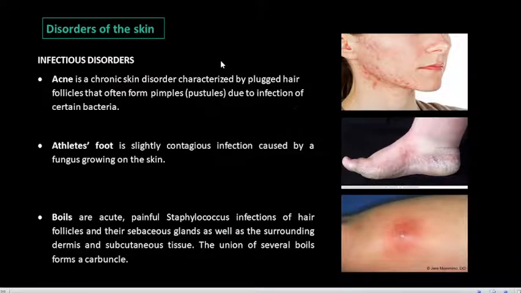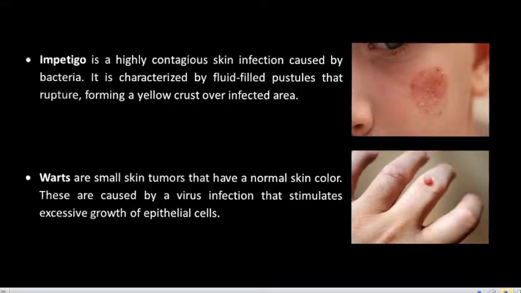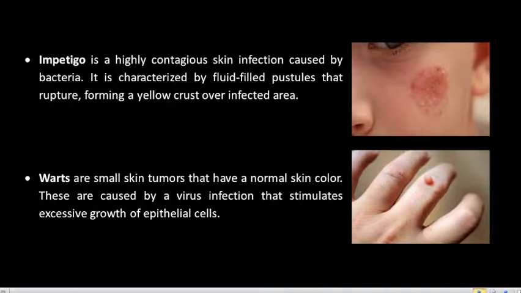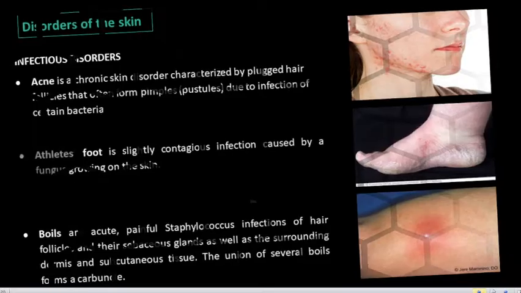Okay, next. So, we are on the last part of this chapter. Disorders of the skin. So, may dalawang types tayo, the infectious disorders and the non-infectious. Okay, so unahin natin yung mga nakakahawang mga disorders ng mga skin.